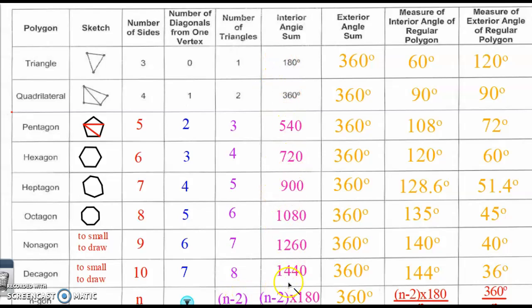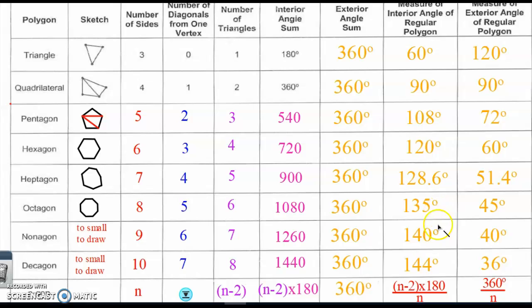How do we get this pink answer? n minus 2 times 180. Notice the exterior sum is always 360. And let me just pull this down just a tad. Now, I don't like using this formula because it's kind of complicated and it's just a lot more work. So what I like doing is finding the exterior angle, just one, and then taking the supplement, and that'll give me this answer, this column here. So that's what I do. You'll see more about that later.